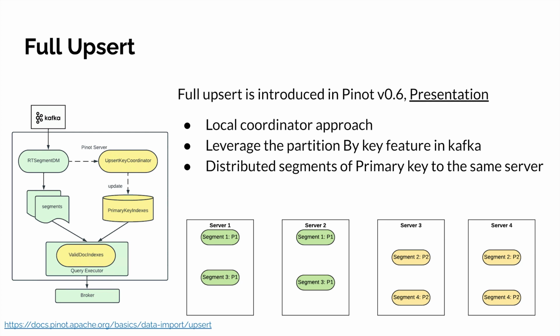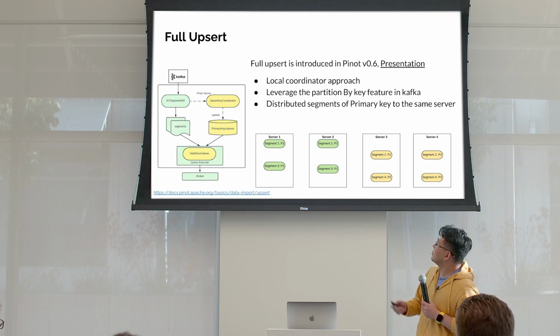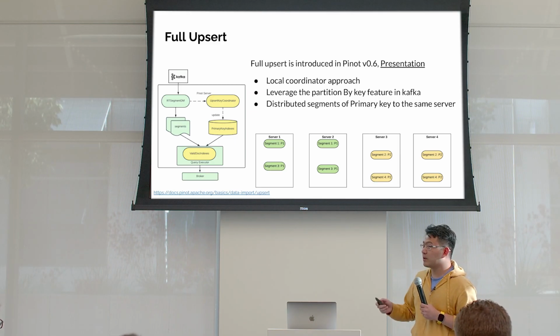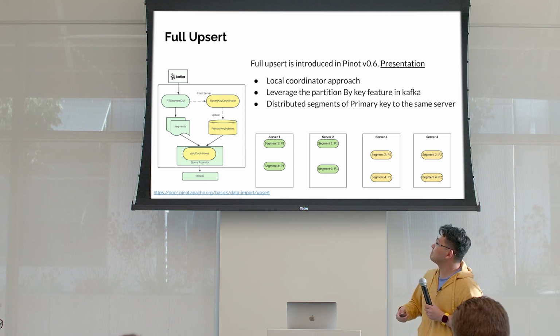And next, we have this stream ingester that will be able to update these two metadata that I mentioned before. One is the primary key index, another is the valid doc index. And last but not least, we have this query broker to dispatch the query for the same partition to the same server, so that we are able to provide one consistent data view. So we leverage the partition-by-key feature in Kafka to pre-partition the source topic.